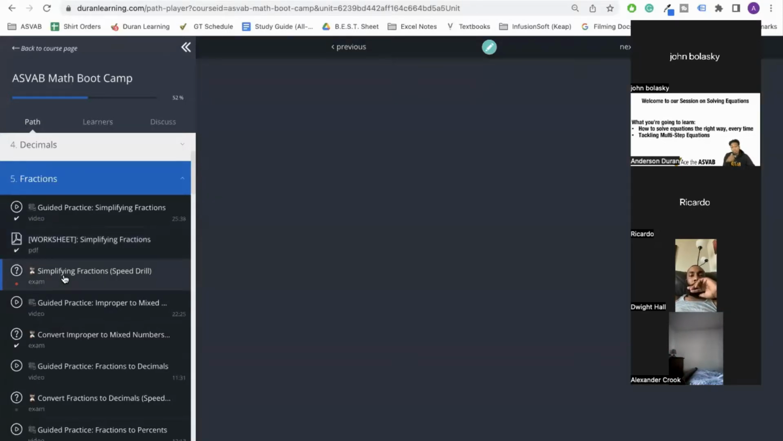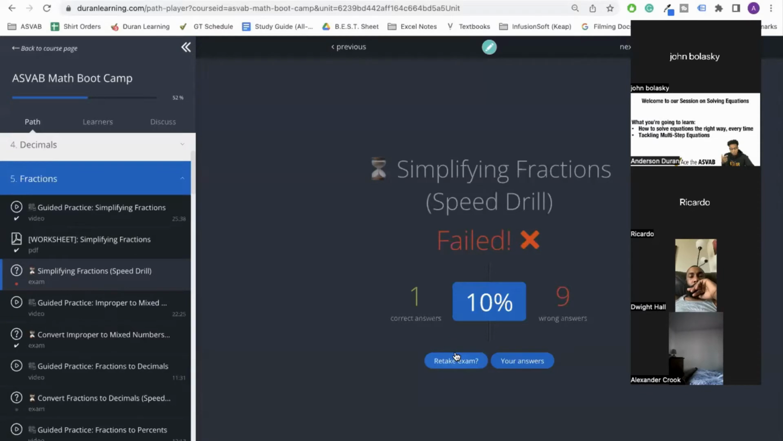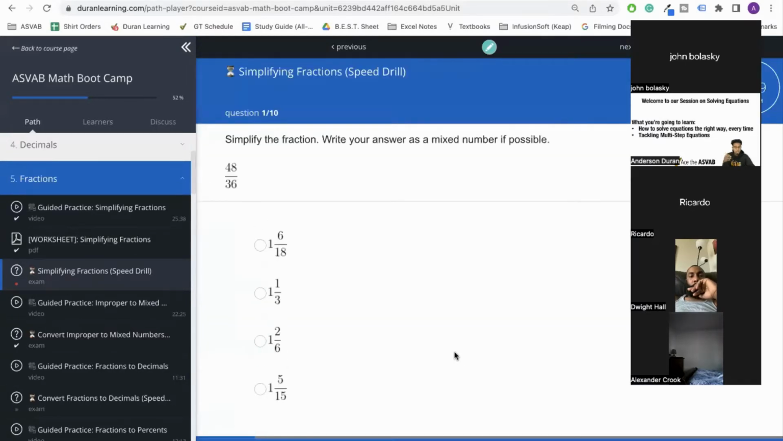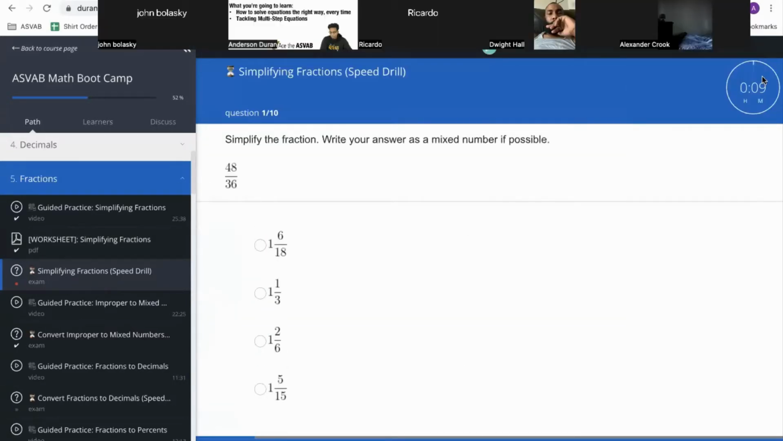Every worksheet has a minimum of 65 problems. Then from there, you can go to the speed drill. And this is where, again, you practice for speed. So you notice that you're being timed here at the top right. And then you see that it tells you what the topic is. And then from here, you pick your answer and you keep going. And you try to answer all 10 questions before that timer's up.